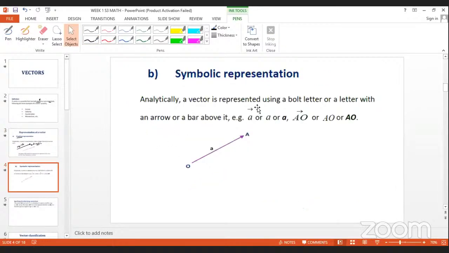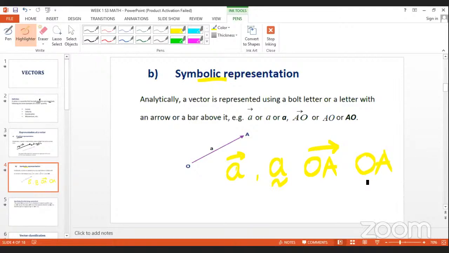Then we say the second way that we can represent vectors is by use of symbols. And with these symbols, we said we can write, for example, a letter, maybe A with a bar. Then we also said you can write A with that sign at the bottom, or you can say OA with an arrow. All these are the different forms you can represent, or you can write OA, okay? So literally, that is how we saw that we can represent our vector.